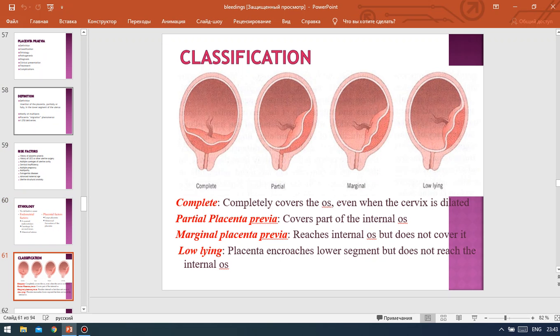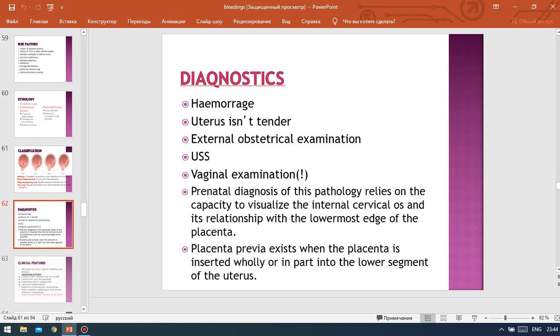Classification: complete, partial, marginal, and low-lying. Complete covers the os even when the cervix is dilated during delivery. Partial placenta previa covers part of the internal os. Marginal placenta previa reaches the internal os but doesn't cover it. Low-lying placenta encroaches on the lower segment but doesn't reach the internal os.